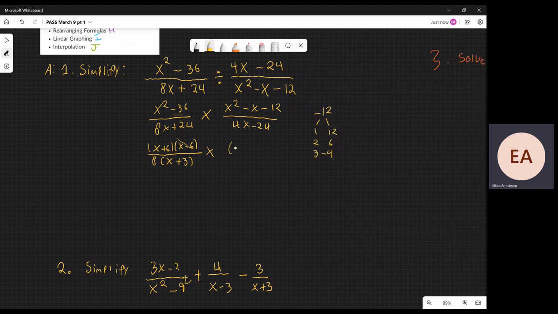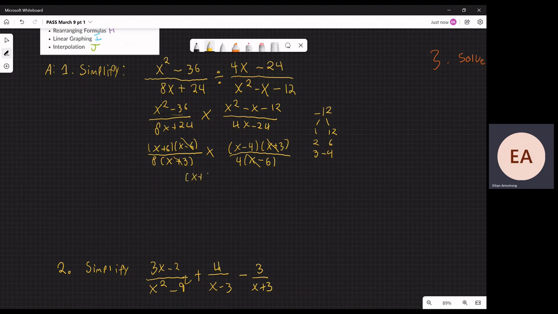So that means we have x minus 4 times x plus 3, over 4x minus 24, but we can also factor that as well. So we have 4 times x minus 6. Now, before we multiply those together, we can simplify some terms. We have our x minus 6's that we can cross out because they're in both the numerator and denominator. Then we have the x plus 3 in both the numerator and denominator. And now we are ready to multiply these.